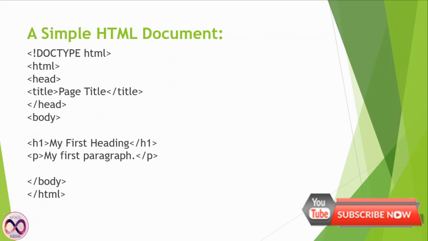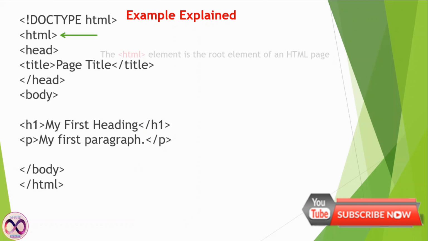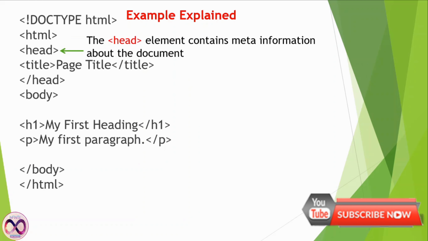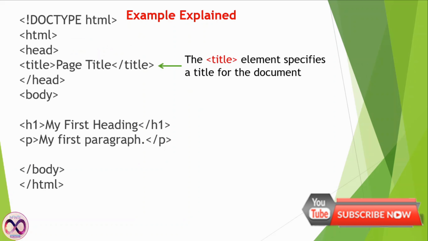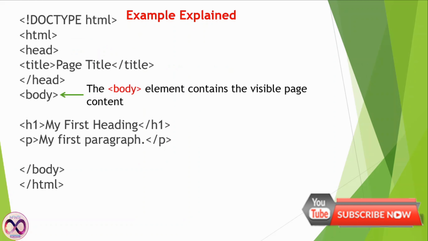A simple HTML document. Example explained. The Doctype HTML declaration defines this document to be HTML5. The HTML element is the root element of an HTML page. The head element contains meta information about the document. The title element specifies a title for the document. The body element contains the visible page content.